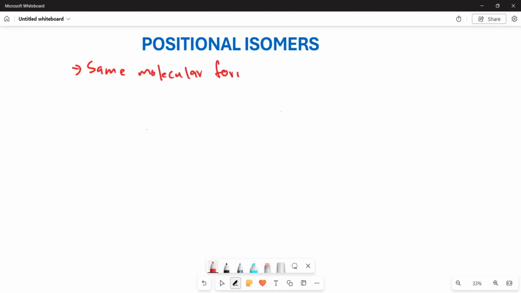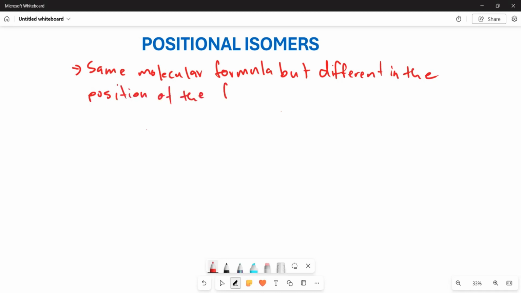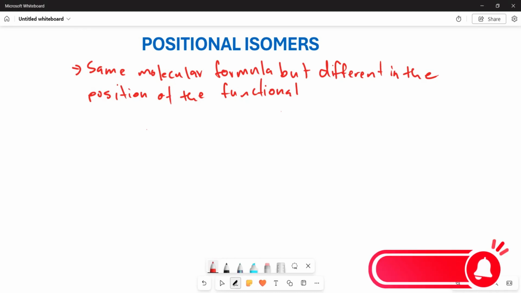But what will be different here? It is going to be the position of the functional group. Altogether, it's going to be different in the position of the functional group. So basically, firstly, your positional isomers: the position of the functional group.